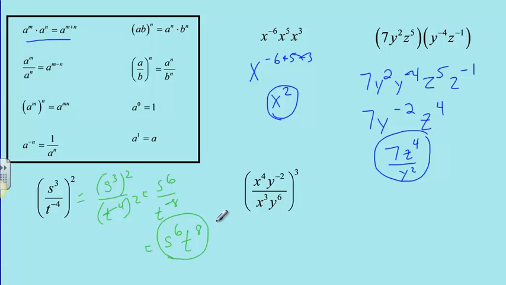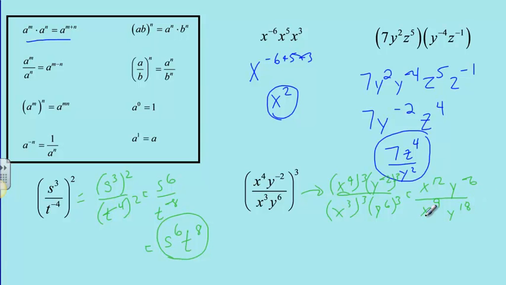All right. One last one over here. Again, there's two ways that we can do this. The first way I'm going to do is distribute. I'm going to say x to the 4th to the 3rd, y to the negative 2 to the 3rd, over x to the 3rd to the 3rd, and y to the 6th to the 3rd. Power to a power means I multiply: x to the 12th, y to the negative 6th, over x to the 9th, because 3 times 3 is 9, and y to the 18th.